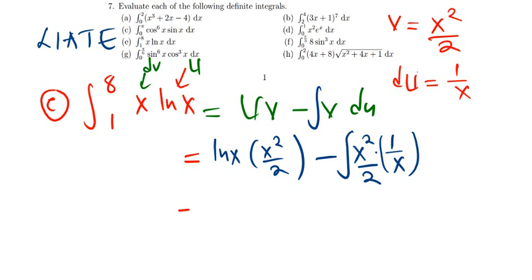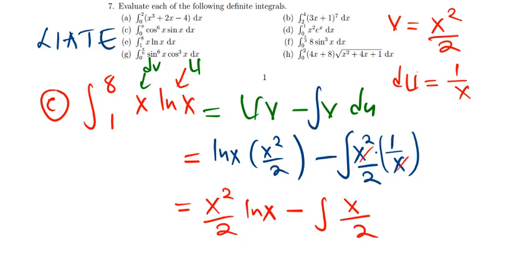Then we'll just go into it. We have x squared over 2 times natural log of x. Then minus, the x will cancel out, so we remain with the integral of 1 times x over 2 there.